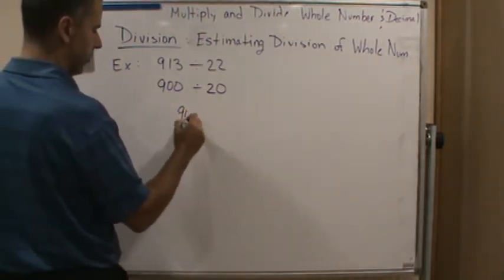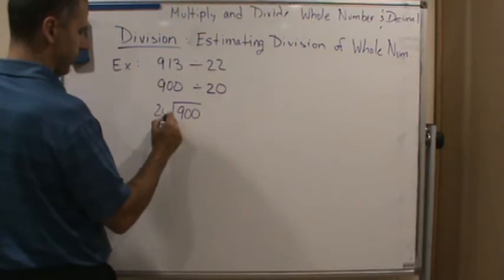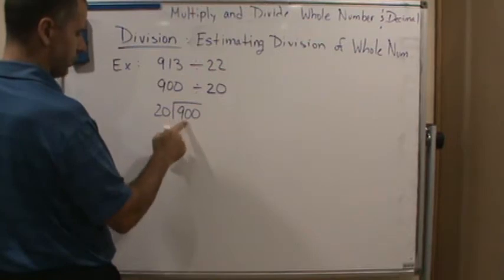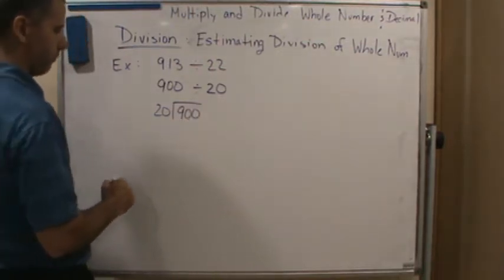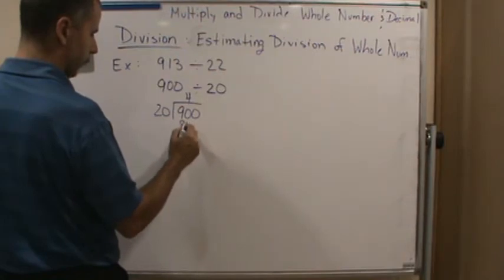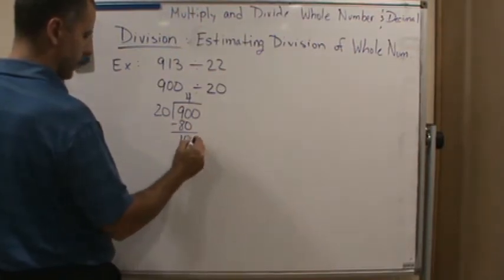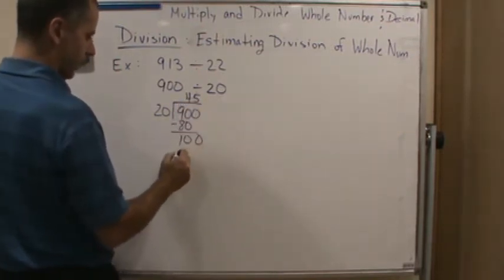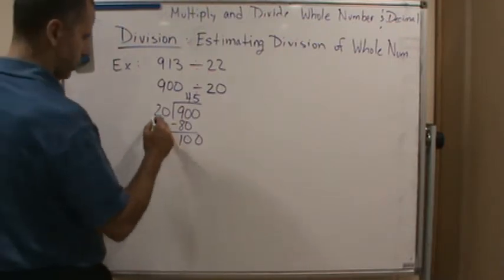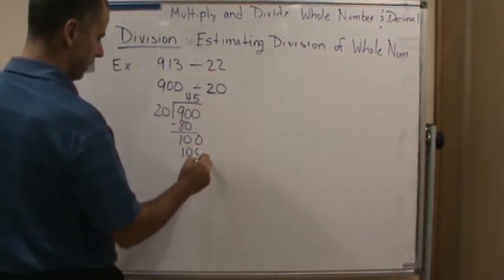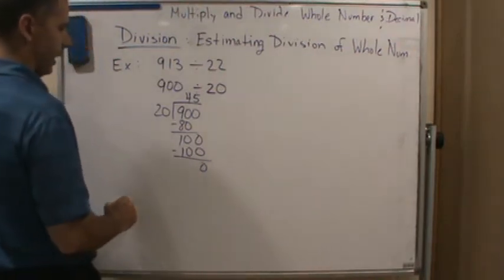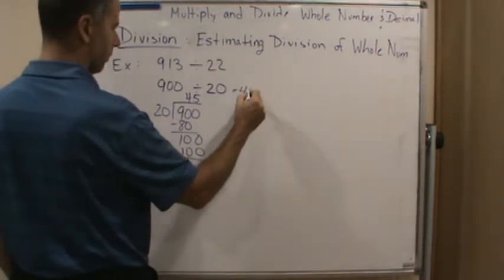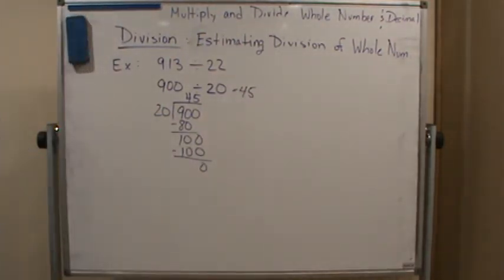So if we take 900 divided by 20, now we're going to divide, and we're going to start here. So 20 goes into 90 how many times? 4, which is going to give 80. And then that's going to give us 10, and then drop the 0. And then 20 goes into 100 5 times. Oh, hold on a second. Yep. So 20 times 5 is 100, and we get a 0. And so the estimate is 45, right? Now, let's see what the exact answer is.